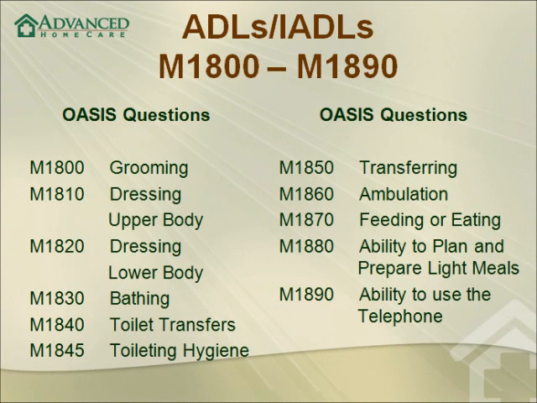ADL stands for Activities of Daily Living and refers to basic self-care activities like dressing, grooming, and bathing. IADL stands for Instrumental Activities of Daily Living and refers to activities that support ADLs in independent living, such as use of the phone and meal preparation.